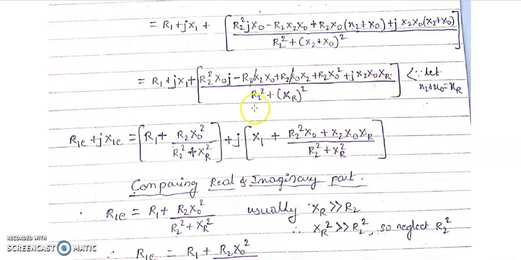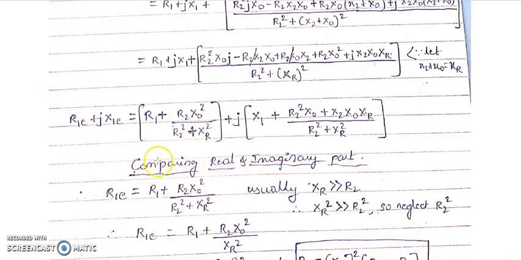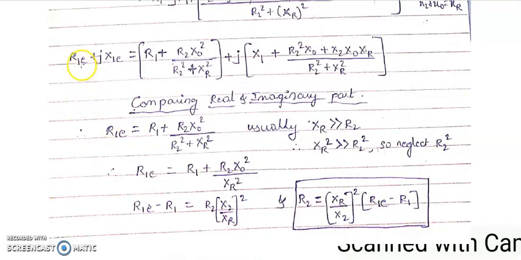Once you do rationalize, it will be easy to separate real part as well as imaginary part. Now what I'm going to do is compare real part and imaginary part. Okay, so R1e will be equal to this part, yes or not? If I compare the real part, R1e will be equal to this part, so R1e is equal to R1 plus R2 X0 square divided by R2 square plus XR square.